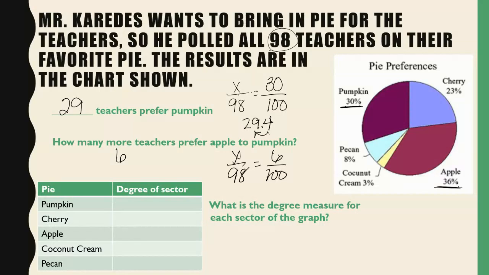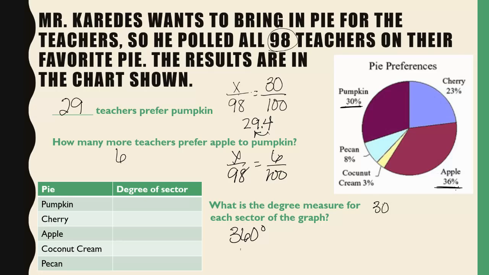So there's a couple different ways we can approach this when we're looking at the information that we know, and we just have to be smart about how we're comparing them. The last question here is, what is the degree measure for each sector of the graph? So what I need to do now is find the degree. Remember that there are 360 degrees total in a circle, and then each sector is going to be the percentage given multiplied by 360. So I'm going to start with the pumpkin because that's where I began, and I'm going to take 30% of 360.